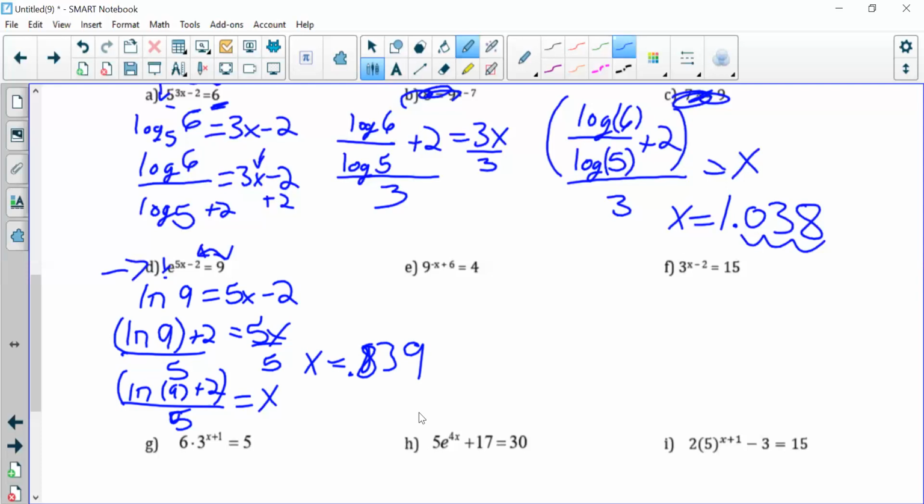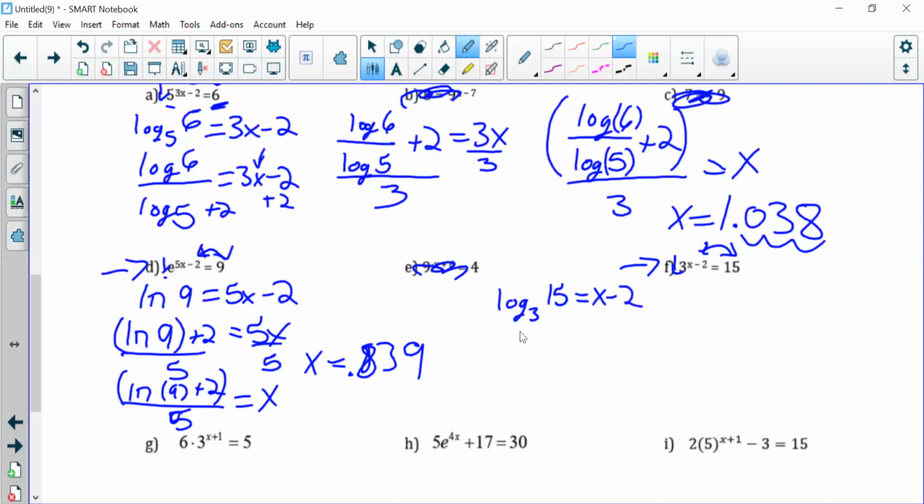All right, are we getting the hang of it? Maybe? All right, let's look at F. Can I write 15 as a power of 3? Now, I know you're thinking, but 5 times 3 is 15. Yeah, but that's not a power. That's being multiplied. That's not an exponent. So no, I can't. We're going to write this as a log. Remember, change these places. This becomes a base. So I'm going to say the log base 3 of 15 is equal to x minus 2.